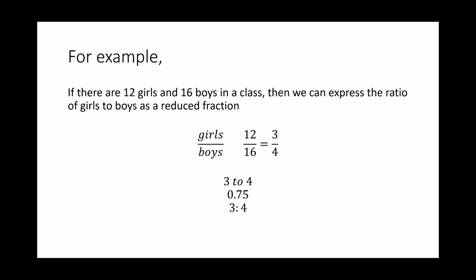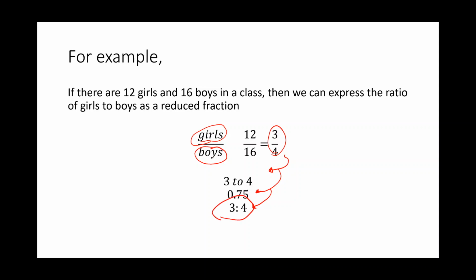Since it's girls to boys, I'm going to put the number of girls on the top, the number of boys on the bottom. I'm going to reduce that fraction down. Then I can write it in three different ways. I could write it as 3 to 4 with the word to in the middle. I could write it as a decimal. I could leave it as the fraction itself, or I could write it with a colon in between 3 and 4.